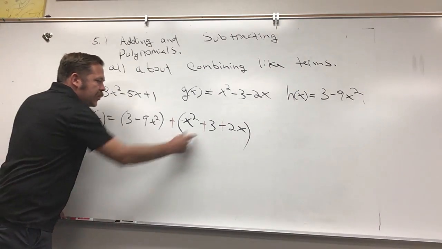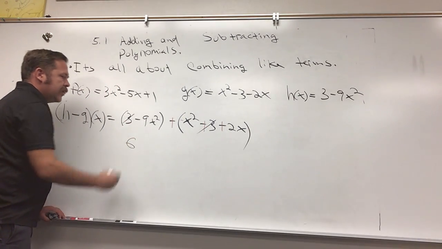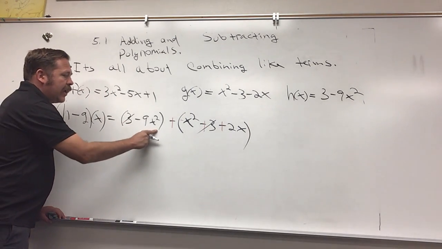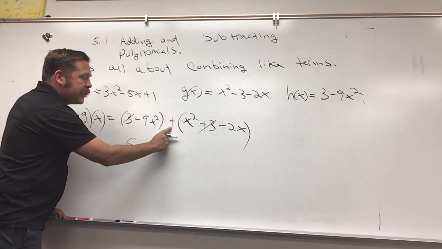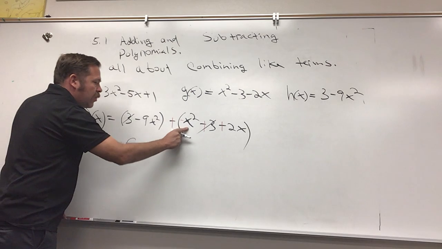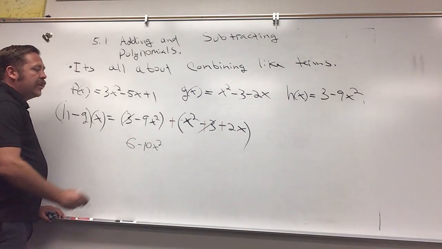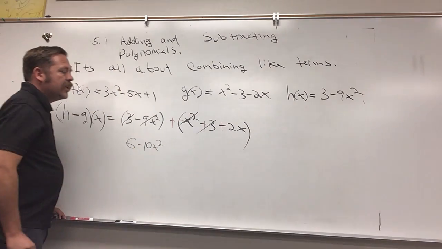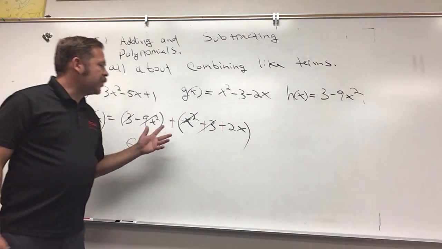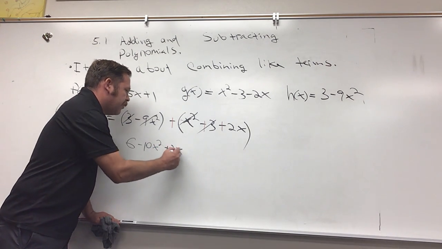Look, 3 plus 3, that's too easy. I'm going to cross those out. 3 plus 3 is 6. I have a negative 9x squared plus a negative x squared. Negative 9x squared plus one more negative x squared is negative 10x squared. So that takes care of my x squared terms. And then the only thing I have left is plus 2x.